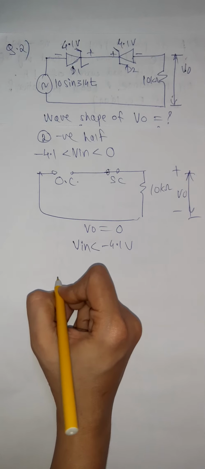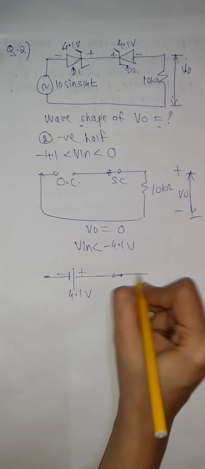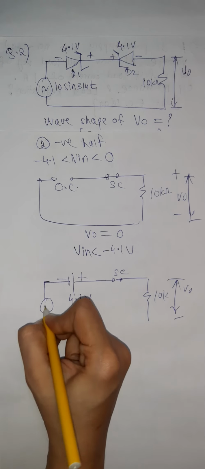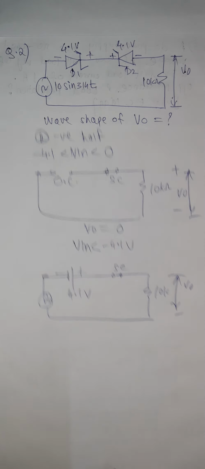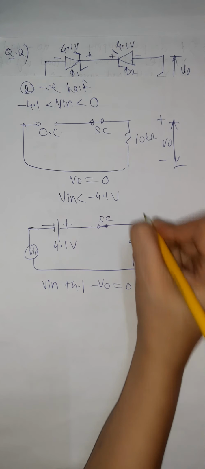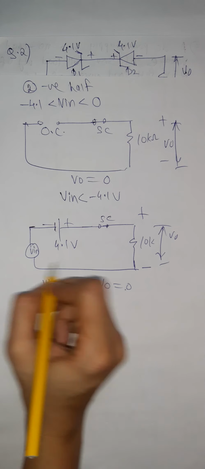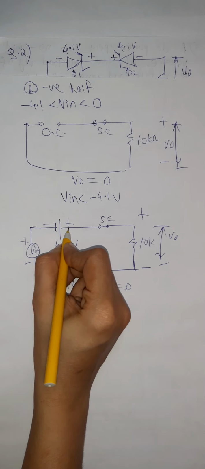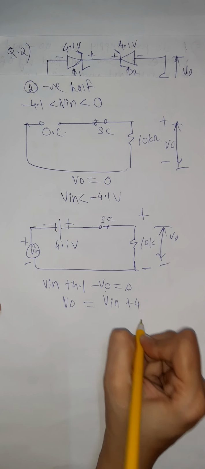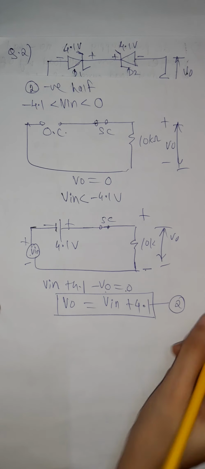So now again drawing the diagram. This is the voltage source 4.1 volt. This is short circuited. This is 10K. This is V0 in total and this is our V in. Now writing the KVL equation: V in plus 4.1 minus V0 equal to 0. Polarities are very much important while writing KVL. So V0 is equal to V in plus 4.1. This is our equation 2.